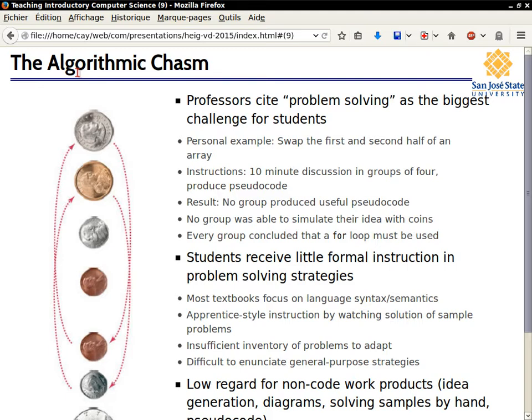walked around and looked at the pseudocode. What I kind of expected is that they would have something that would swap elements and loop somewhere and maybe not get everything correct. What I got was a bunch of papers, each of which essentially had one word written on it. And that word was for. All of the students had determined that a for loop surely had to be a part of the answer.